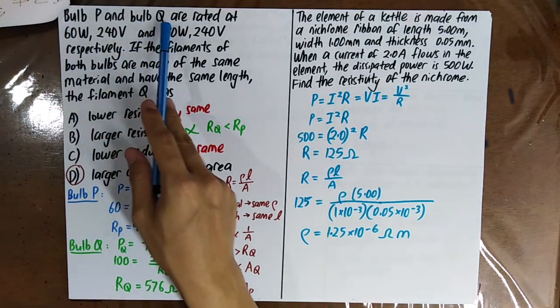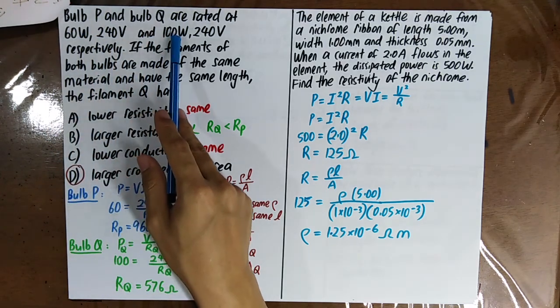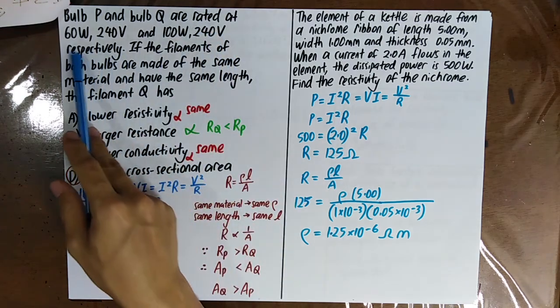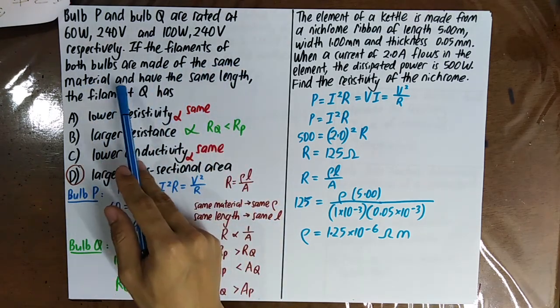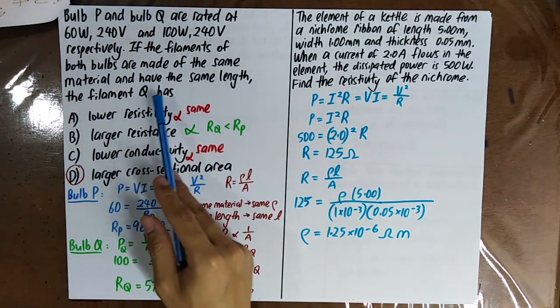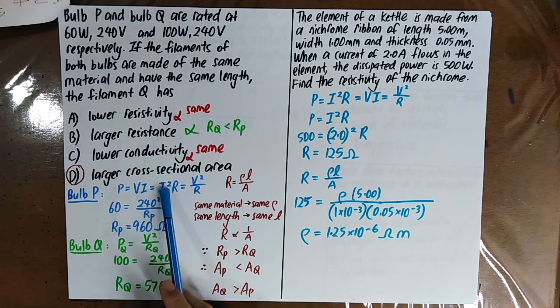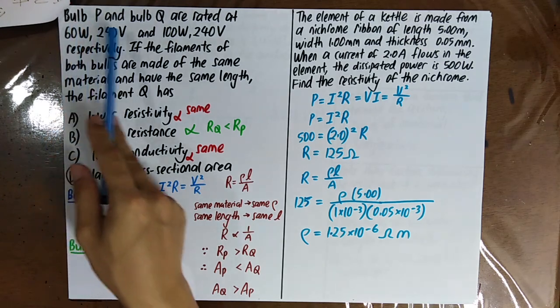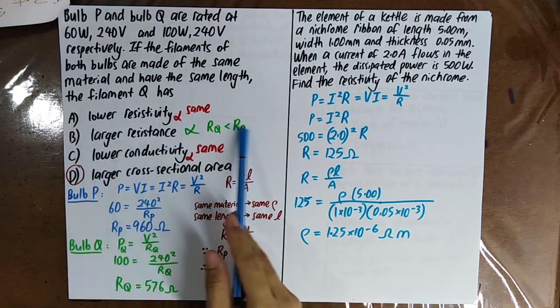Bulb P and bulb Q are rated at 60 watt, 240 volt, and 100 watt, 240 volt respectively. If the filaments of both bulbs are made of the same material and have the same length, the filament Q has... You know that power equal to VI equal to I square R equal to V square over R. And then you are given P and also V. Therefore, you can find the resistance now. You know that the resistance of P is greater than resistance of Q. Okay, so this is wrong.